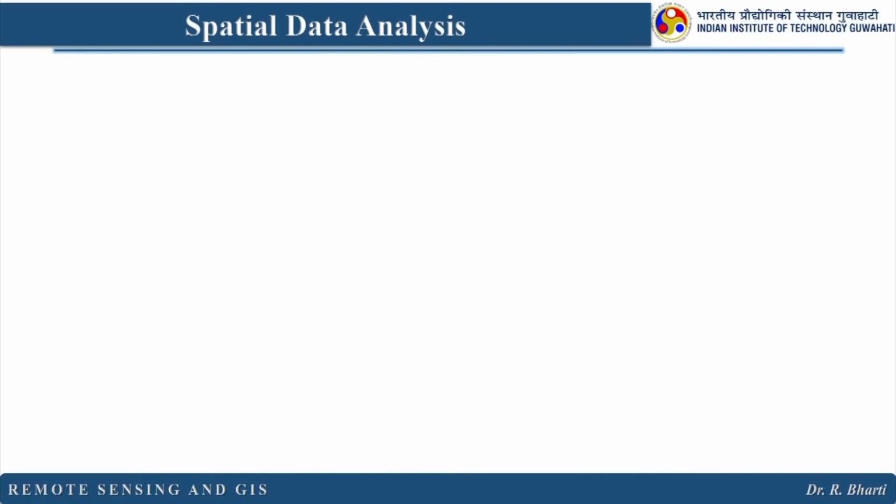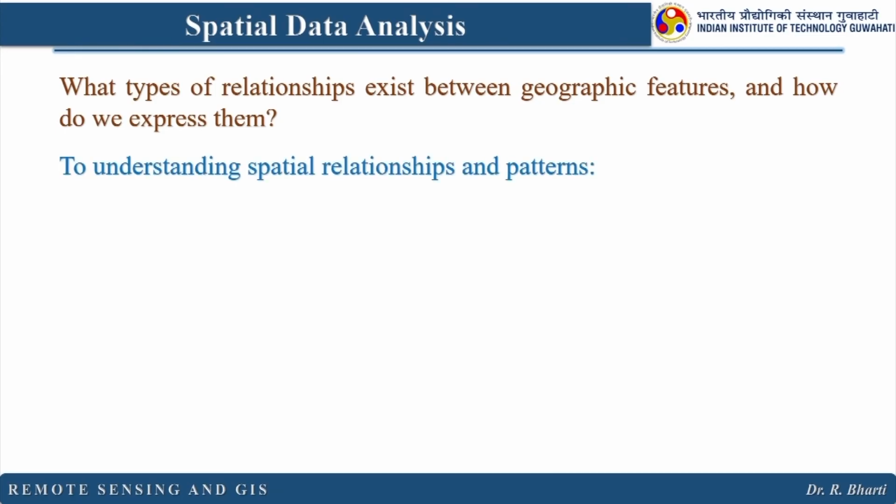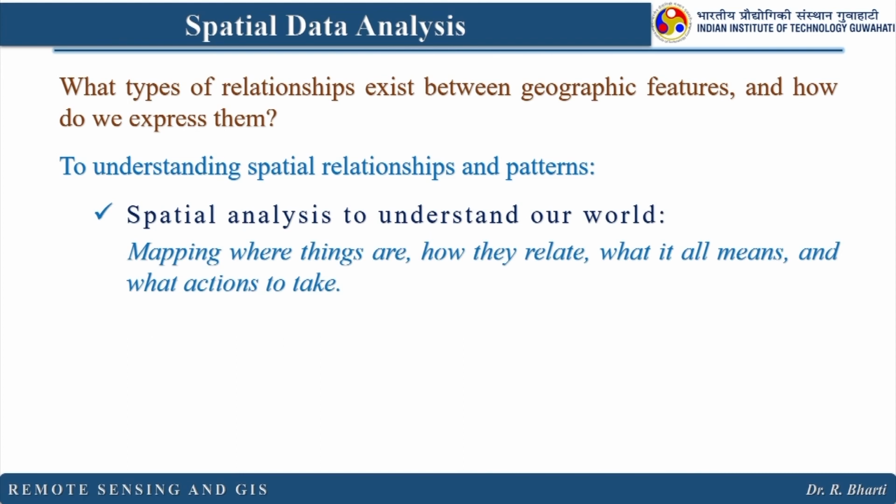In GIS, there is a very important function known as spatial data analysis. Spatial data, again, is data which has latitude, longitude, the positional values. Without that, it does not qualify in the spatial data category. So in GIS, we can perform this spatial data analysis. What type of relationship exists between geographic features and how do we express them? That we can do with spatial data analysis. To understand spatial relationships and patterns, we need to perform this analysis.